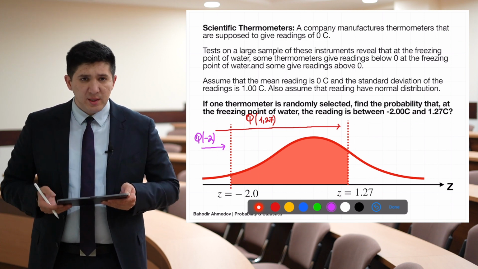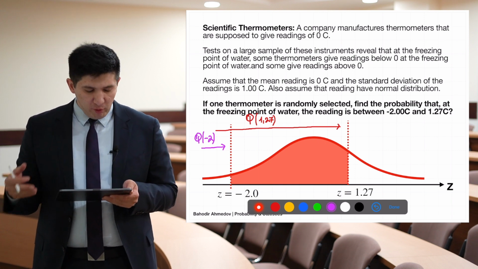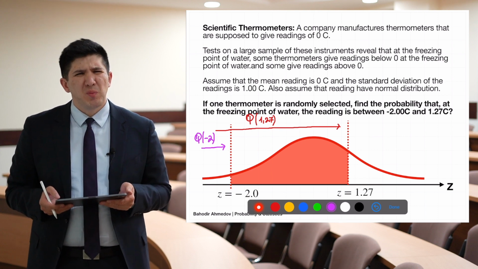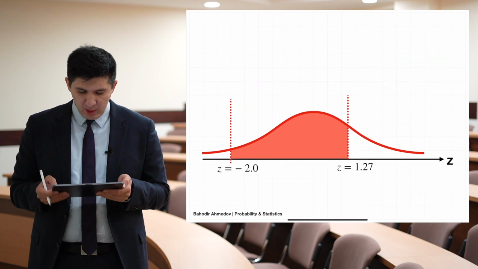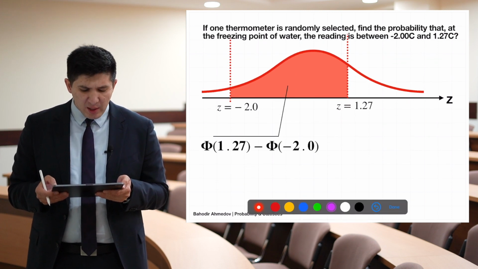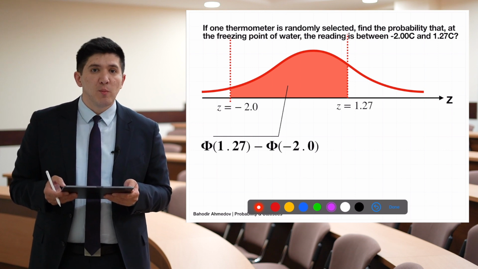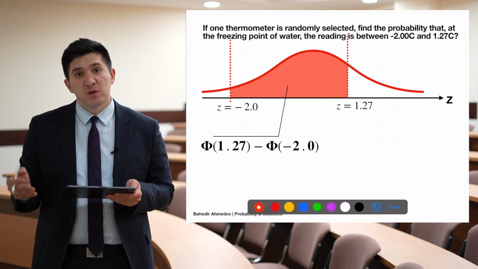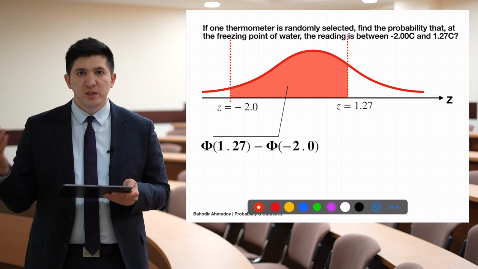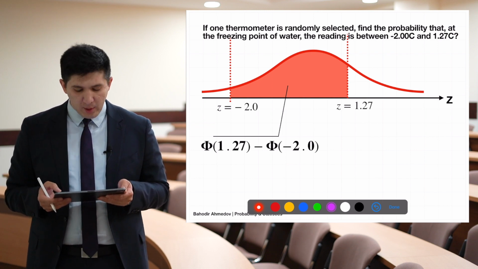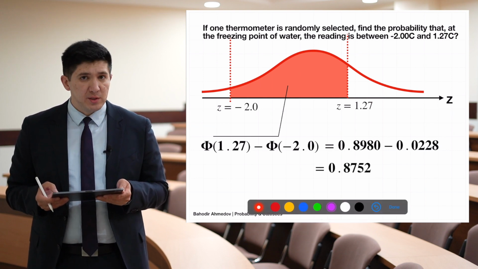We've already calculated phi of 1.27, which was 0.8980, and phi of minus t, which was 0.0228. We just need to subtract them in order to find the probability in between these two numbers. So this is how it is going to work always. If you need to find a probability for a standard normal random variable between two t values, you just need to find phi for these t values and subtract them. Okay? So we subtract this, and this is going to be 0.8752.